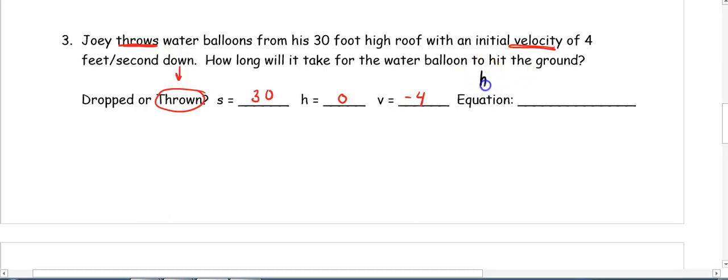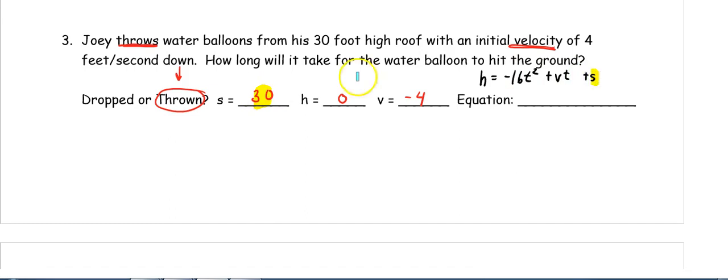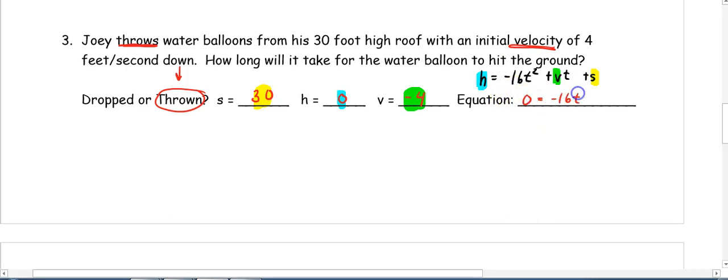So again, our throw equation is H equals negative 16t squared plus VT plus S. So we're going to substitute 30 in for S, 0 in for H, and this time we're going to put negative 4 in for V. So that means it's going to change this sign from a plus to a minus. So when I rewrite my equation, I'm going to have 0 equals negative 16t squared minus 4t plus 30.